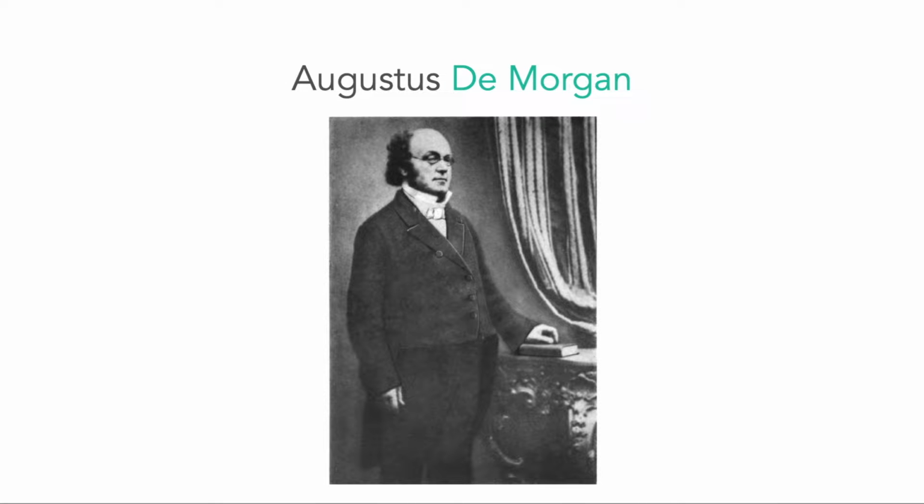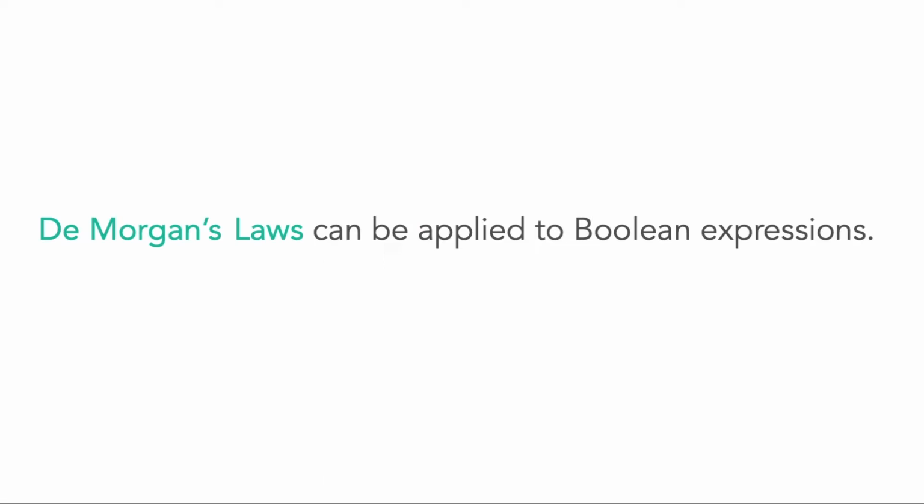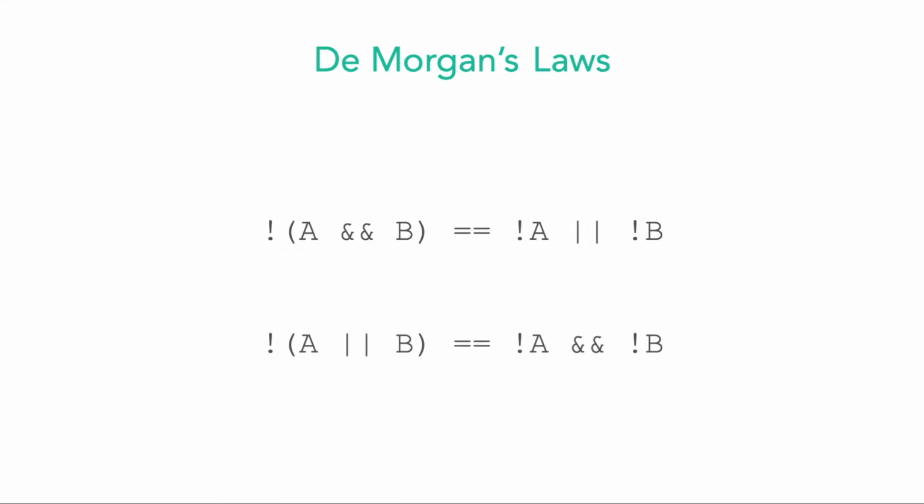This equivalency was first discovered by Augustus De Morgan, who was a British mathematician. He devised two rules that can help us evaluate equivalent compound Boolean expressions. De Morgan's laws can be applied to Boolean expressions. His first law states that not (A and B) is equivalent to not A or not B. The second states that not (A or B) is equivalent to not A and not B.